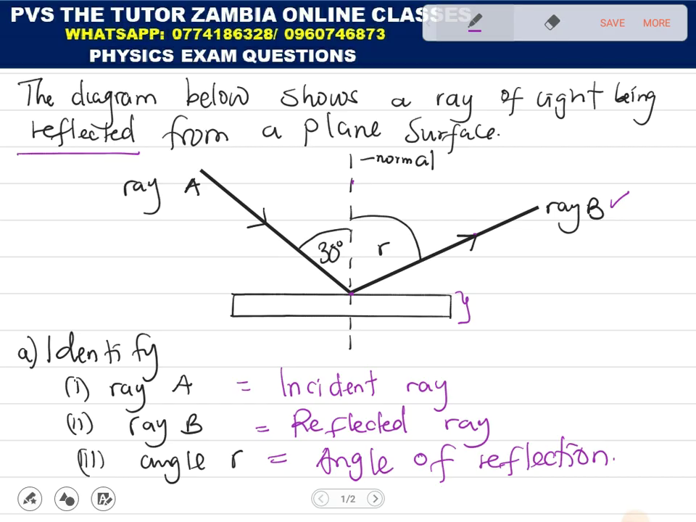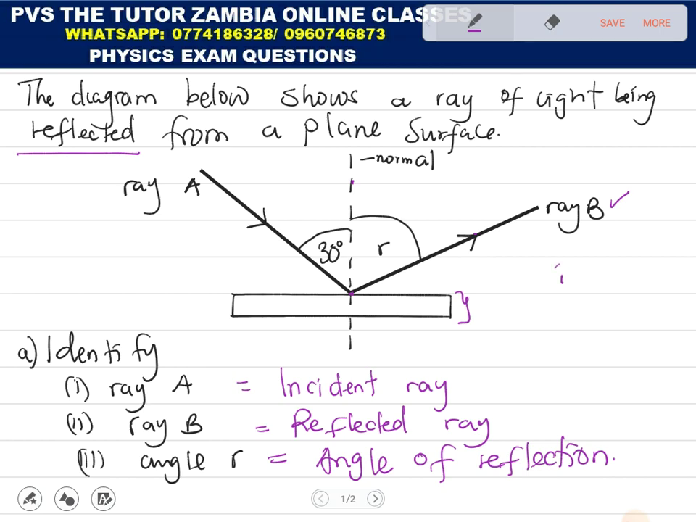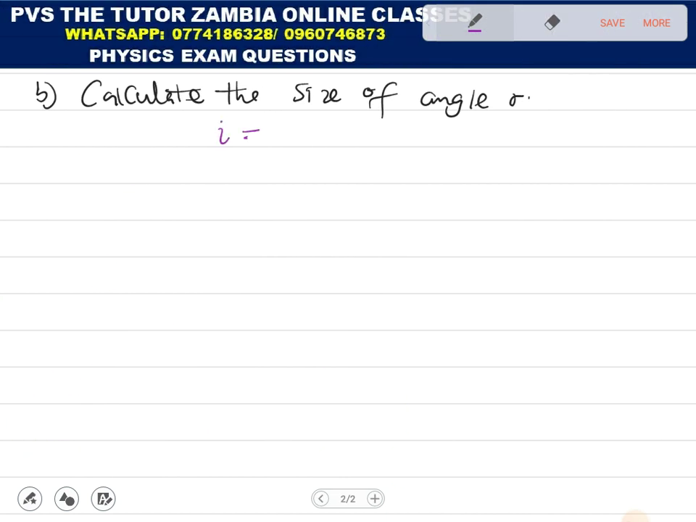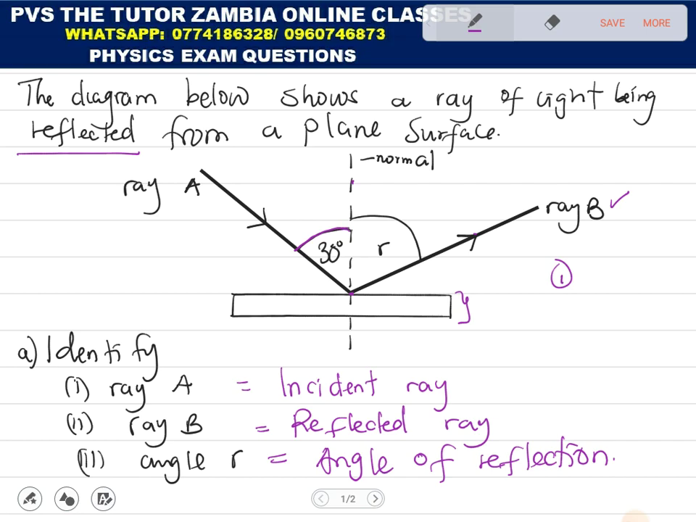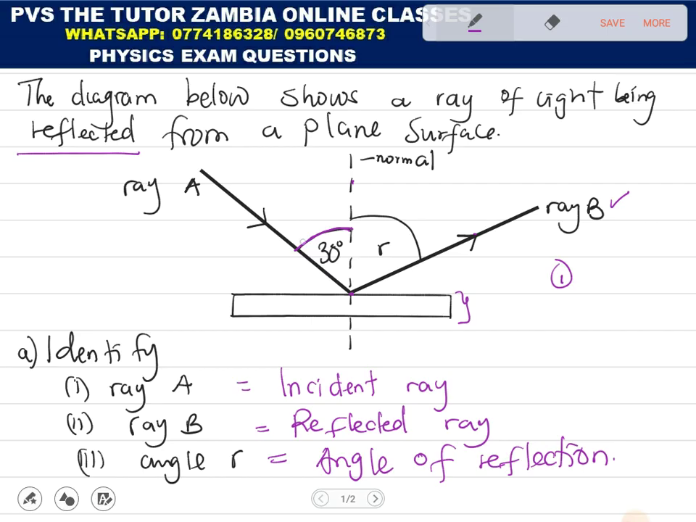So how do we calculate it now? That's where the question comes in. Calculation of angle R comes from the concept of the first law of reflection, which states that the angle of incidence is equal to the angle of what? Reflection. Now, which one is the angle of incidence? This is the angle of incidence, 30 degrees. Remember, it's the angle between the normal and the incident ray, not this one. This one is the angle of incidence.